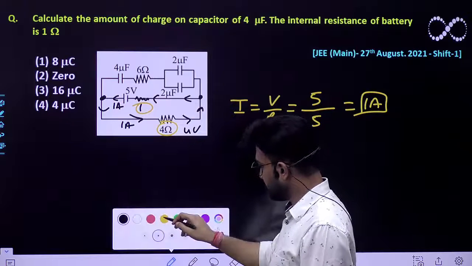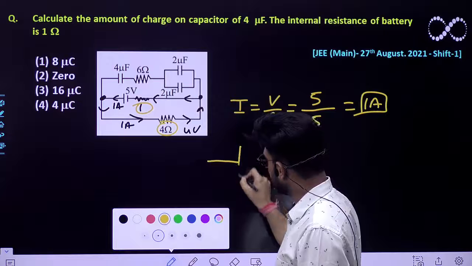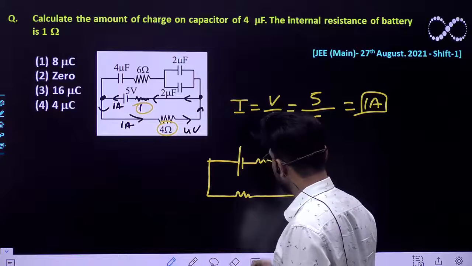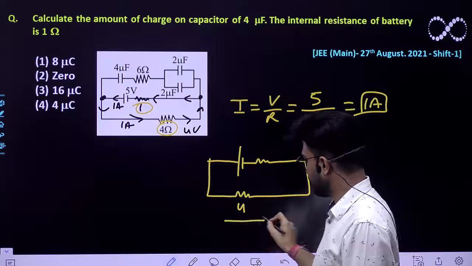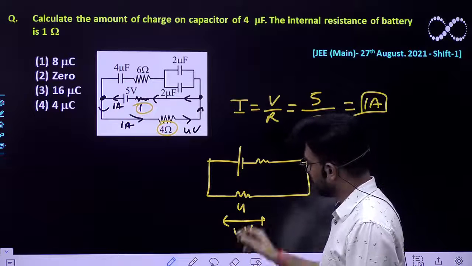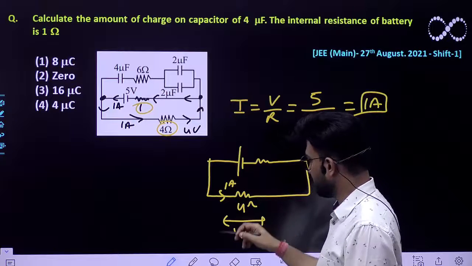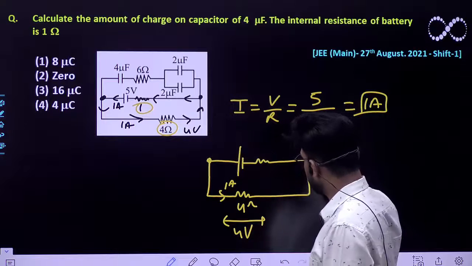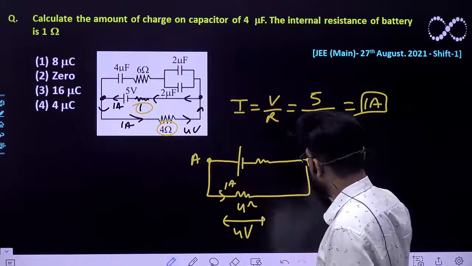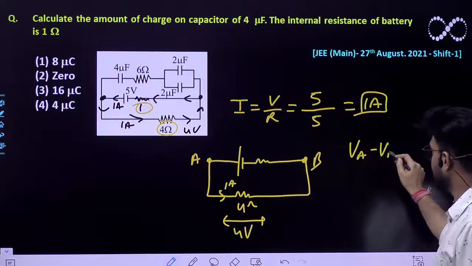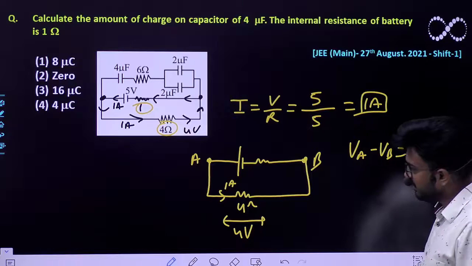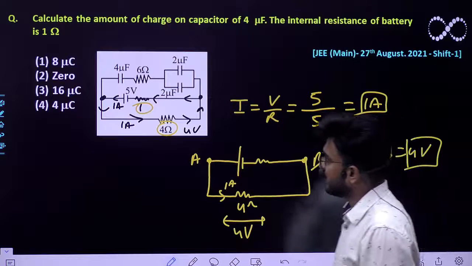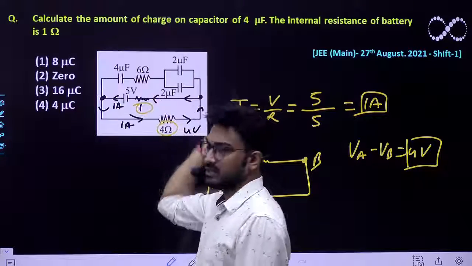So if I redraw this circuit, the potential across this is 4 volt, because the current was 1 ampere and the resistance was 4 ohm, so the potential drop across this must be equal to 4 volt. So the potential drop across A and B, that means VA minus VB, is 4 volt, don't you think? So the potential drop across these two terminals must be equal to 4 volt. So the potential drop across the upper end would also be equal to 4 volt.